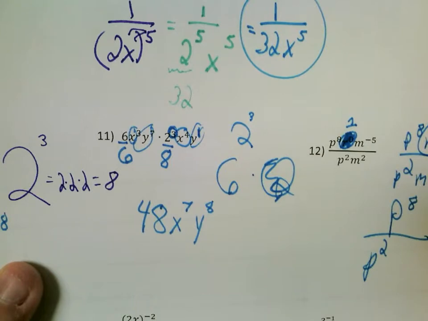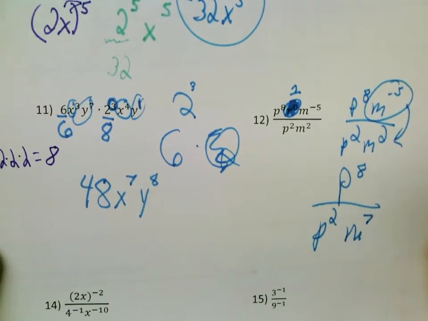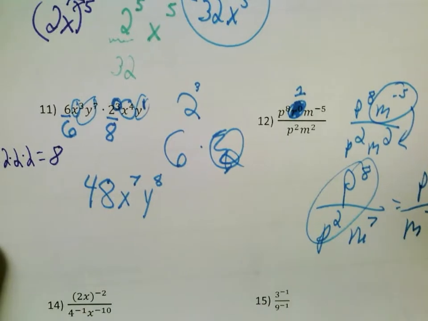That means it's going to join the 2 and become m to the 7th. And then, of course, you have your p's, which will become p to the 6th on the top if you cancel out, and then m to the 7th as your final answer there.